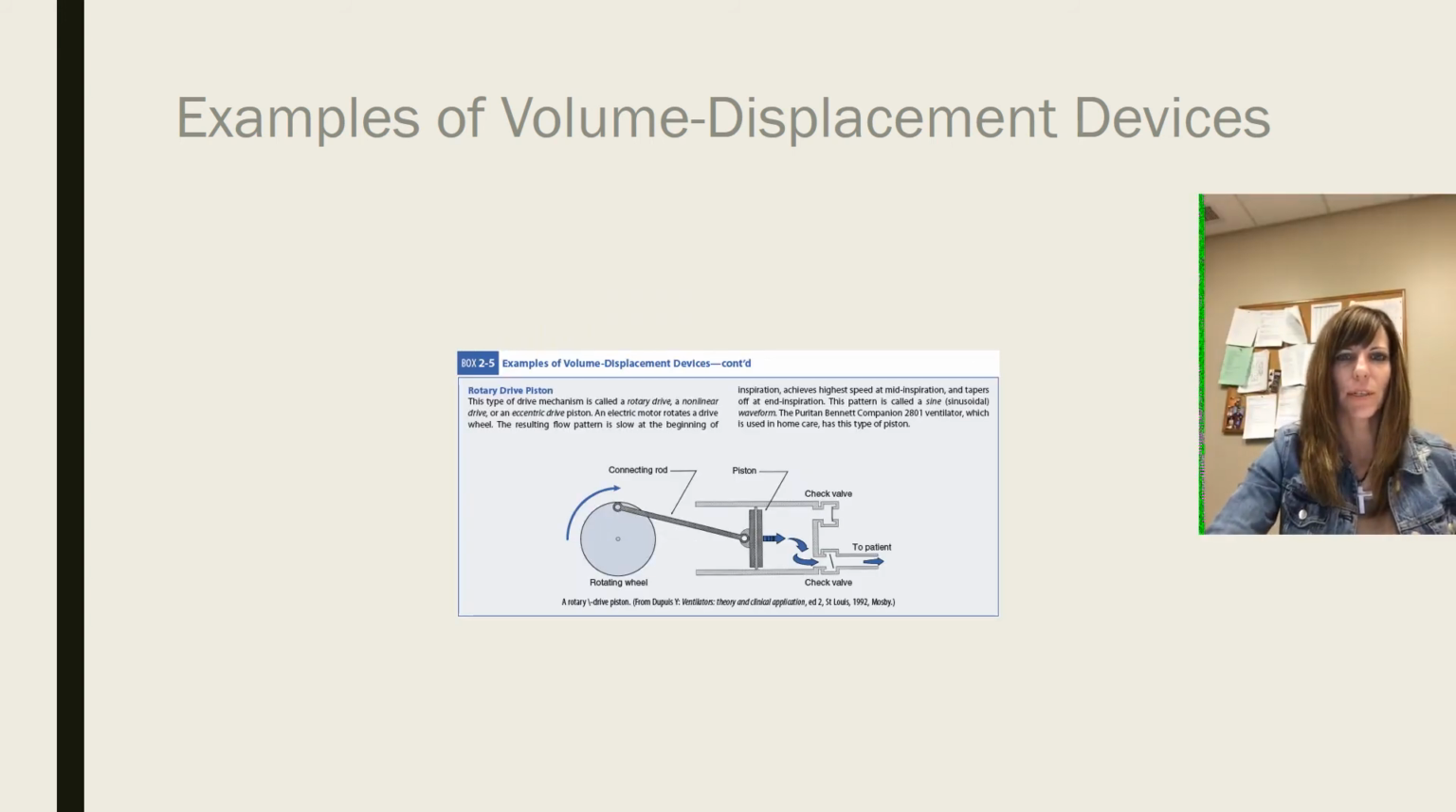This PowerPoint shows an example of a piston-driven ventilator. This is what's used in home ventilators. A lot of times they're not seen in the hospital. But as you can see in the picture, there's a wheel that goes around and around, and as it goes around, it pushes a piston forward, and that piston pushes air out through the ventilator circuit to the patient. Pretty simple.